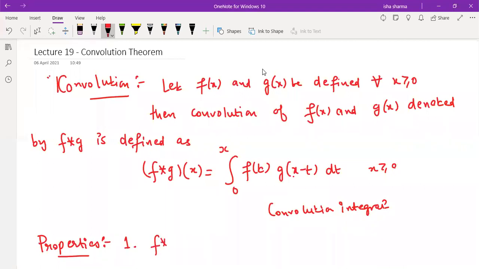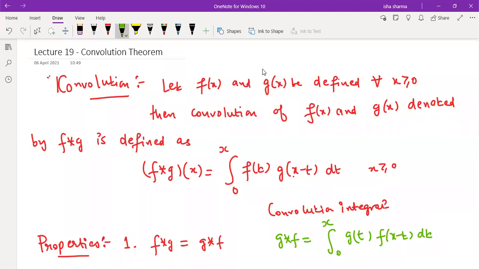Property number one is f star g is g star f. I'm writing it like f star g, but it's understood it is f star g of x. Both are functions of x. It's very easy to verify. If I define g star f, it is going to be the integral of g(t) f(x minus t) dt. What is the difference in their roles here is that in f star g, f is a function of t and g is a function of x minus t, meaning g is a function of x but we replace the underlying variable with x minus t. So if it is g star f, this is going to be g(t) into f(x minus t).